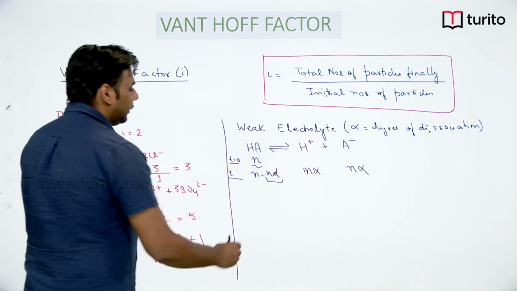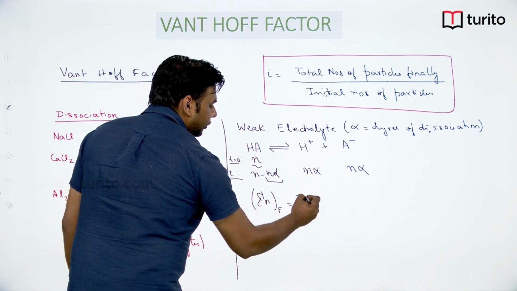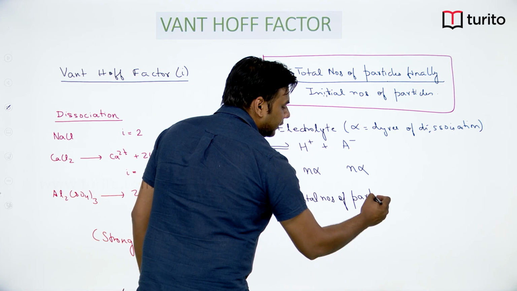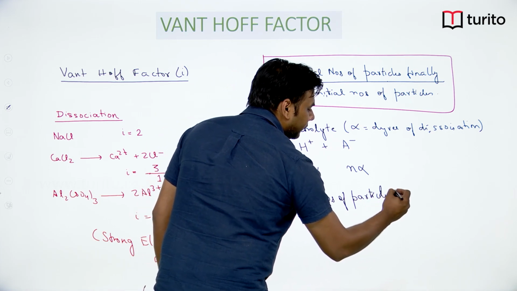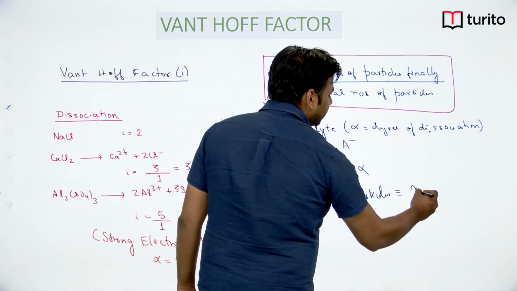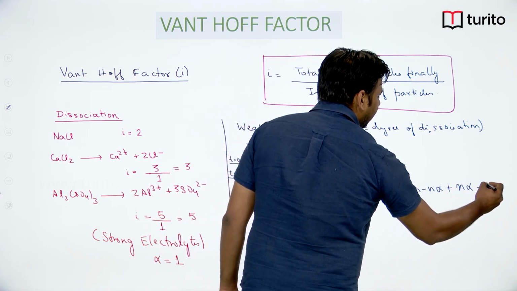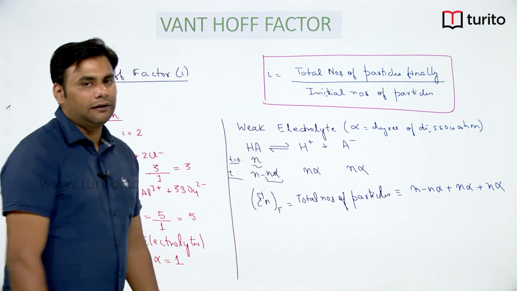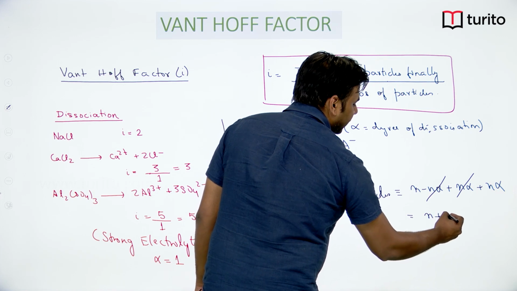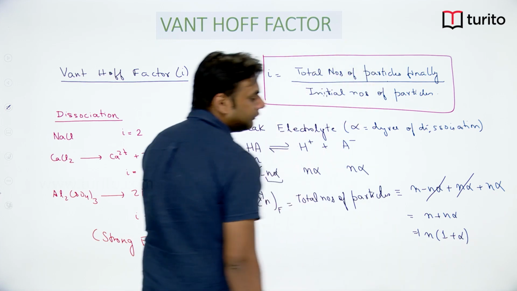So if you calculate the total number of particles finally, in the final solution there are 3 particles available: HA, H plus and A negative. The moles of HA are n minus n alpha, of H plus is n alpha, and of A negative is n alpha. When you add these, the n alpha terms cancel out, so we are left with n plus n alpha. I can write this as n into 1 plus alpha.